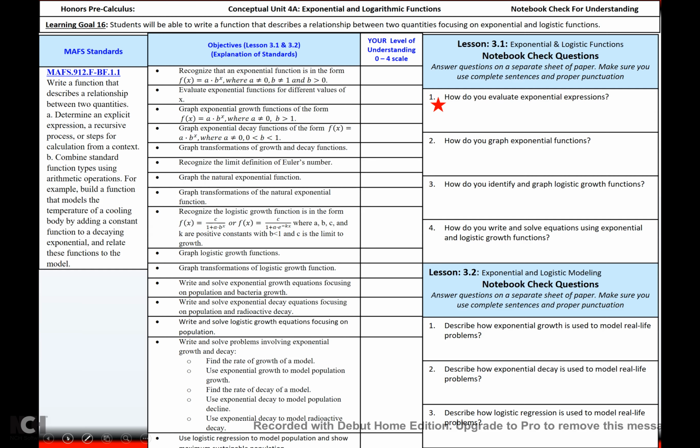Cool beans? Alright, so how do you evaluate exponential expressions? That's not really what we were doing. I don't know if we were really evaluating them, but let's say to solve them, the trick is to make the bases match and then write an equation where exponent equals exponent and solve for x.